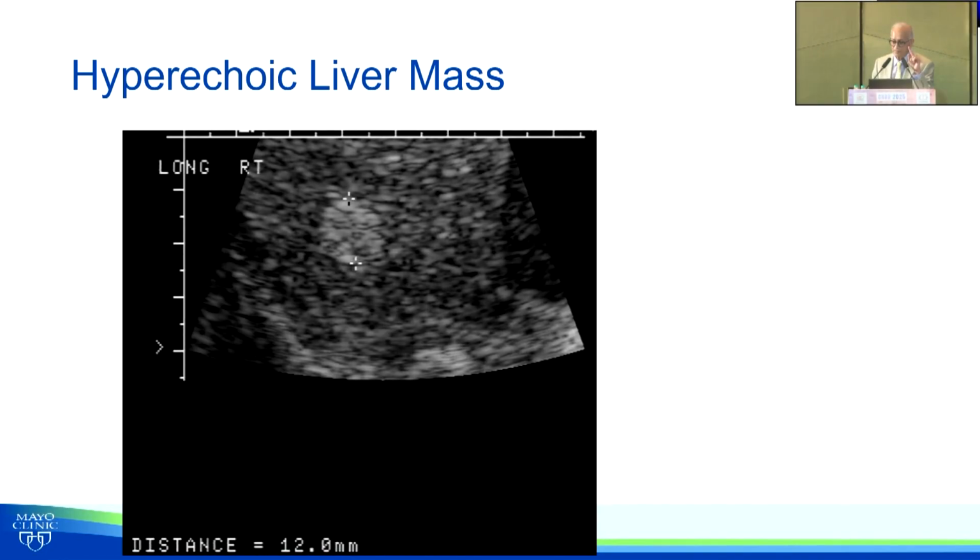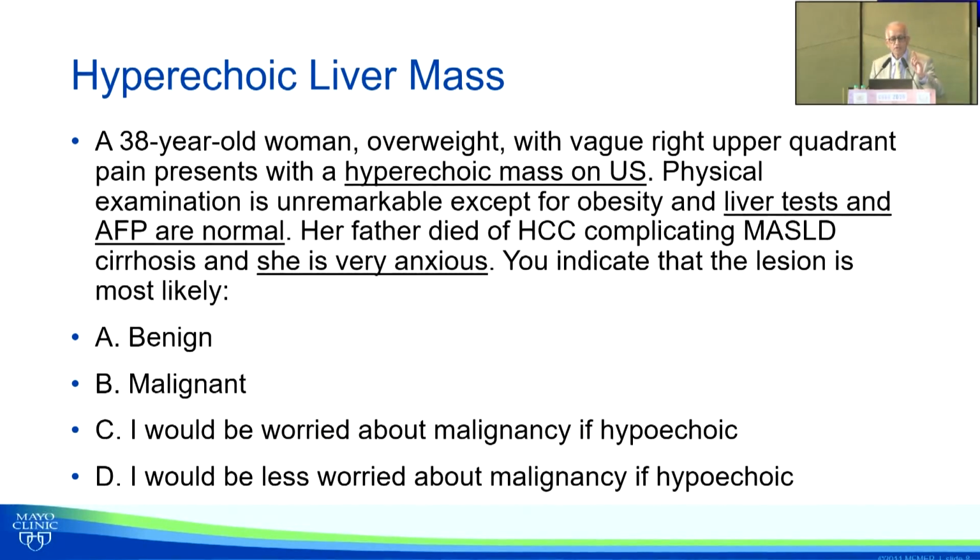Okay, so this is your first case. This is a 38-year-old woman with that mass. She's overweight. She has vague right upper quadrant pain, and therefore the ultrasound was carried out. So that shows hyperechoic. Physical examination, you see only obesity. Liver tests and AFP are normal. Father died of HCC, complicating MASLD, and she's very anxious. So who's going to tell her this lesion is benign?